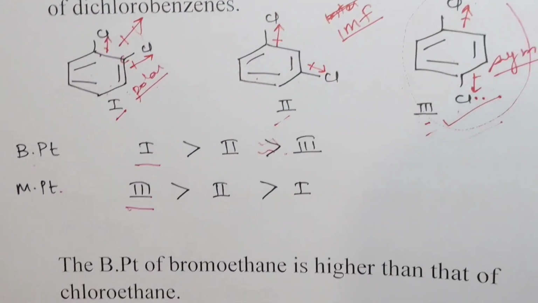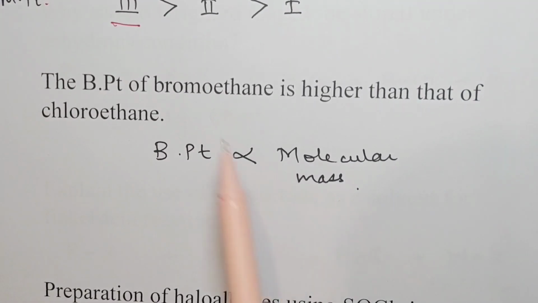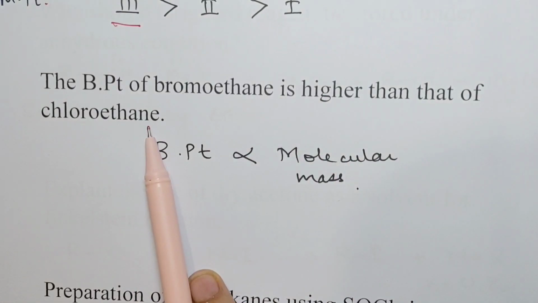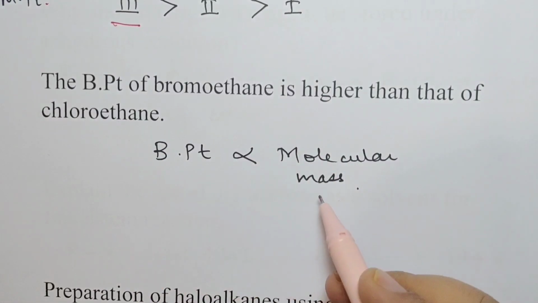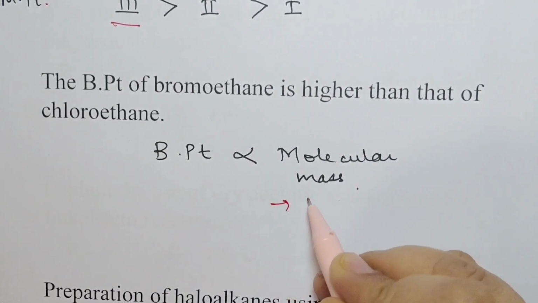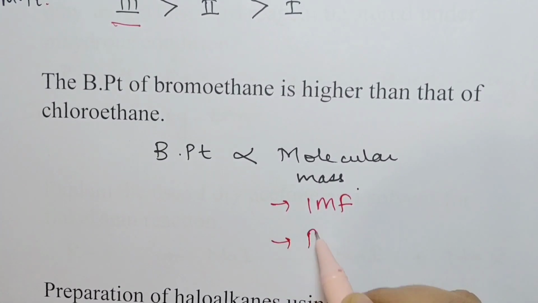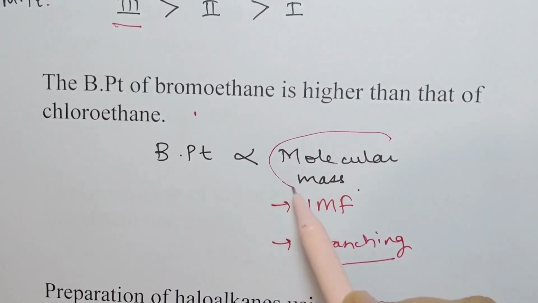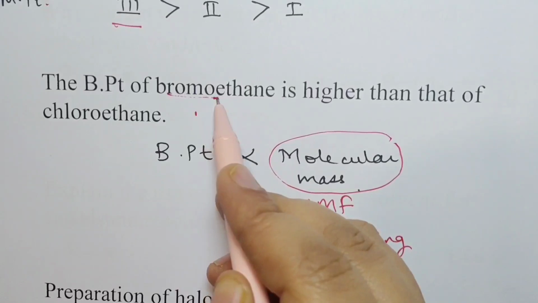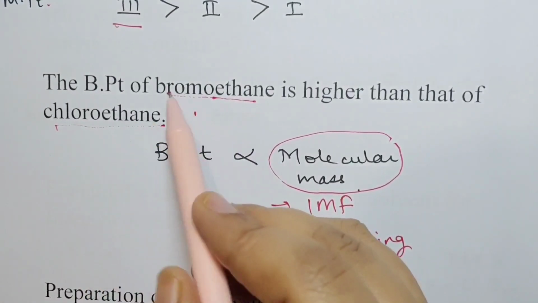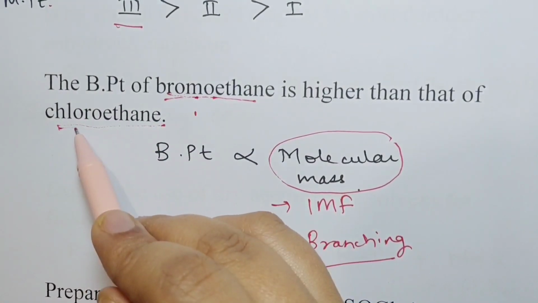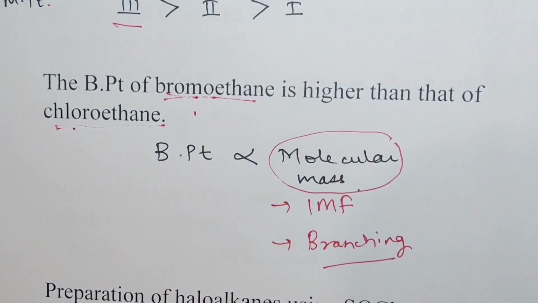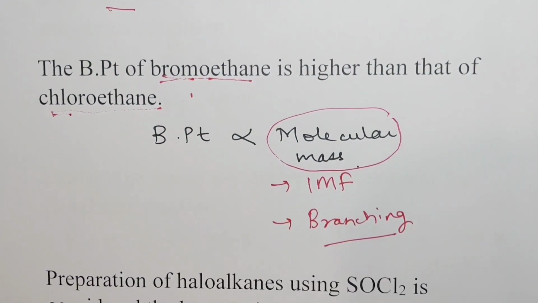Okay, moving on to the next question. Boiling point of bromoethane is higher than that of chloroethane. Yes, of course it is higher because boiling point is directly proportional to molecular mass. It's also influenced by intermolecular forces and branching. But here the factor that is working is molecular mass because bromoethane has more mass than chloroethane, because bromine has higher atomic mass than chlorine. That is why bromoethane has higher boiling point than chloroethane.